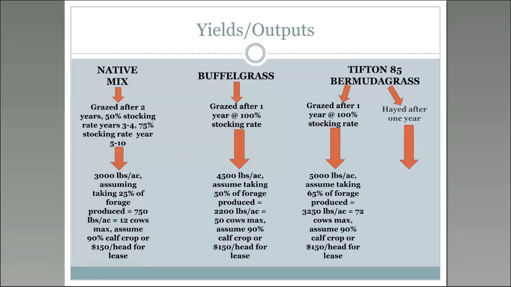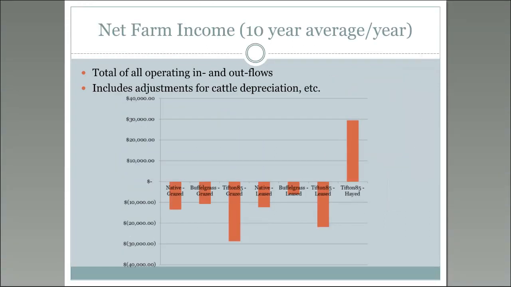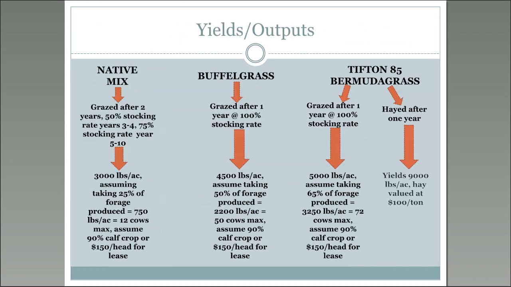Now in our hayed scenario, we hayed it after 1 year. So we still allowed those plants to seed out for 1 year and then came back and hayed it. It yielded 9,000 pounds of forage per acre for hay, and the hay was valued at $100 per ton, which is where it is right now. This model, I should say, also will project calf prices, and it projects hay values as they change over a 10-year period. So it figures in kind of how the economies change.